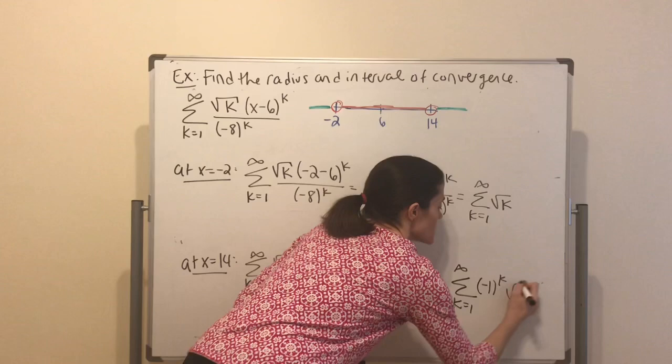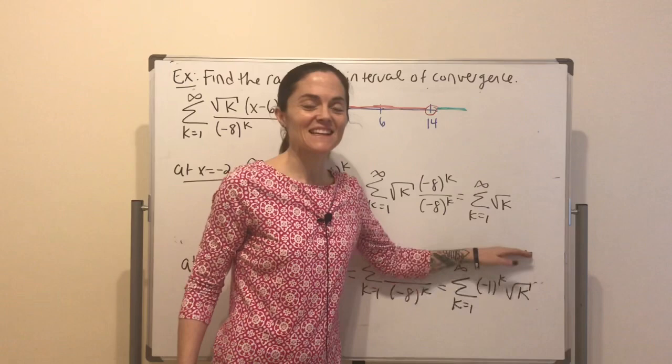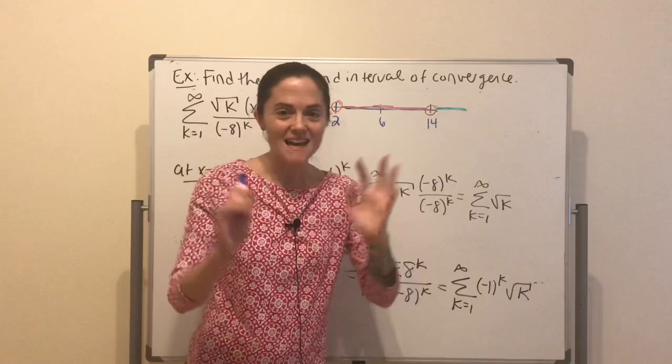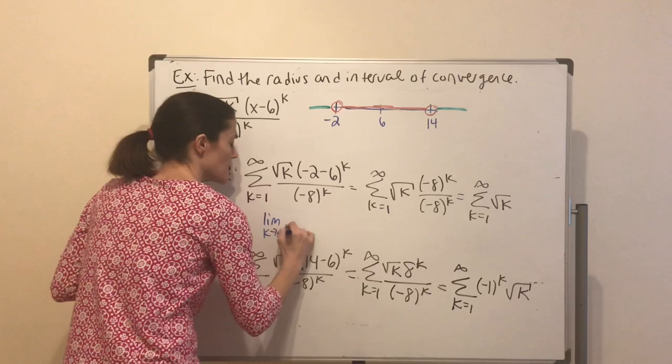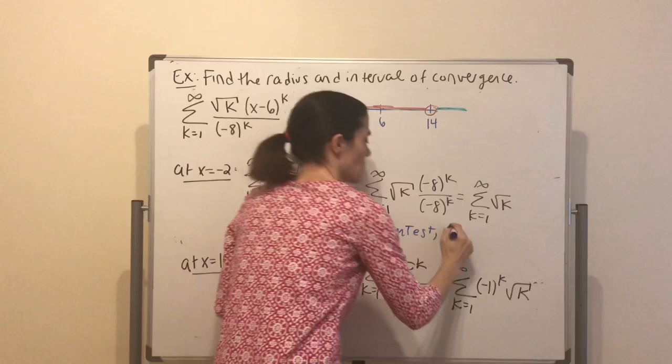What's happening at these two endpoints? Well, I look at them together when I think about making a conclusion, and it can help me. What's happening here? Well, the term test. If we take the limit as k goes to infinity of square root k, we get infinity, not equal to 0, so by the term test, this series, the sum from k equals 1 to infinity of square root k, diverges.